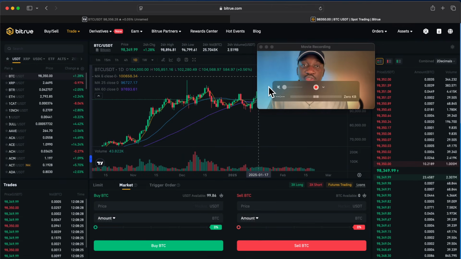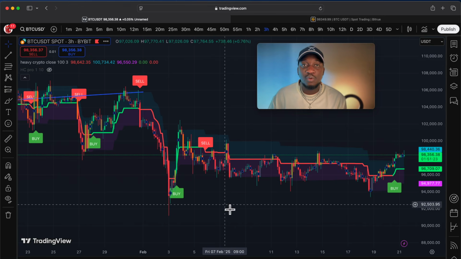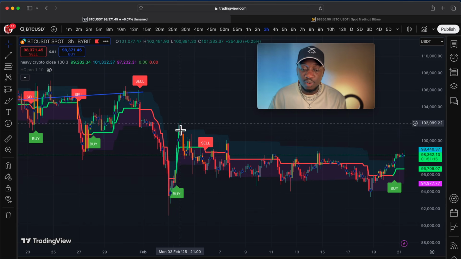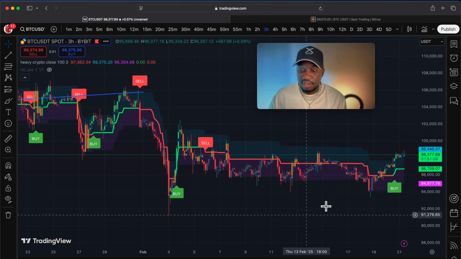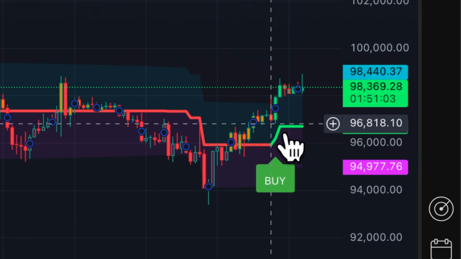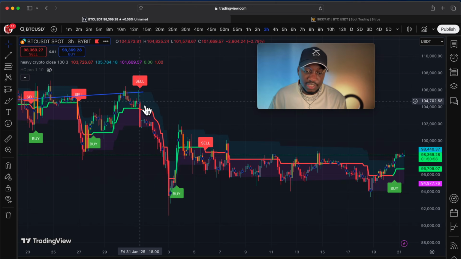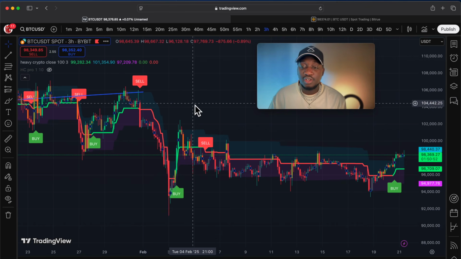A strategy that I use to take advantage of spot trading is the Heavy Crypto Indicator, and this indicator tells me when exactly I should be buying and when exactly I should be selling. As you can see, if it's time to buy, I get a buy signal and the price goes up. When it's time to sell, I get a sell signal and the price goes down. Another example right here: I got a buy signal and the price went up from this point to this point. Right here we got a sell signal and the price dumped from this point all the way down to this point. So this indicator tells me when it's a good time to be buying and when it's a good time to be selling.